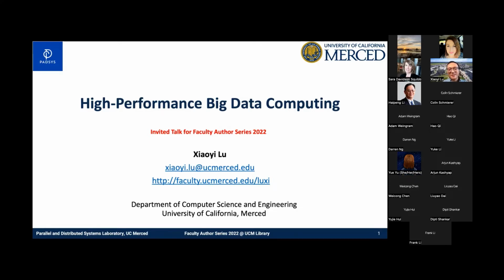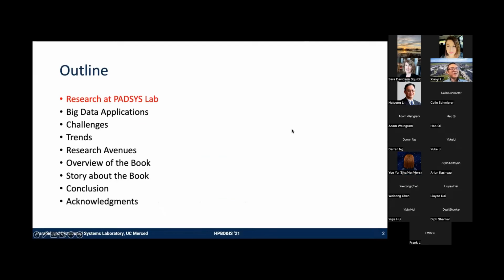So the book is about high performance big data computing. This book is already available, so you can get it from Amazon or some other sellers. The outline I discussed with Elizabeth is a little bit long, but I'm hoping that through this talk, you can know more about me, my research and my group, as well as what's going on in this field and what kind of research has been done in recent years to handle this type of big data challenge, and what we wrote in the book. And the story about the book. Hopefully this may be helpful for some of the faculty members in the future if you want to write a book. And then also acknowledgement to some of the people who helped me in the past.